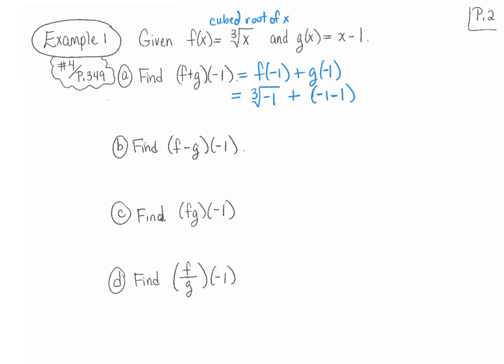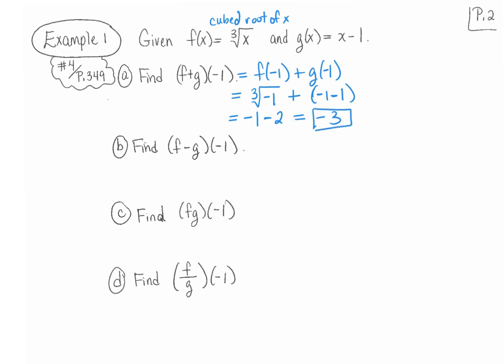Okay? So now, what's the cube root of -1? -1. Good. -1 minus 1 is? -2. Good. So this is -2. Then -1 plus -2 is? -3. Good. So that's our final answer.